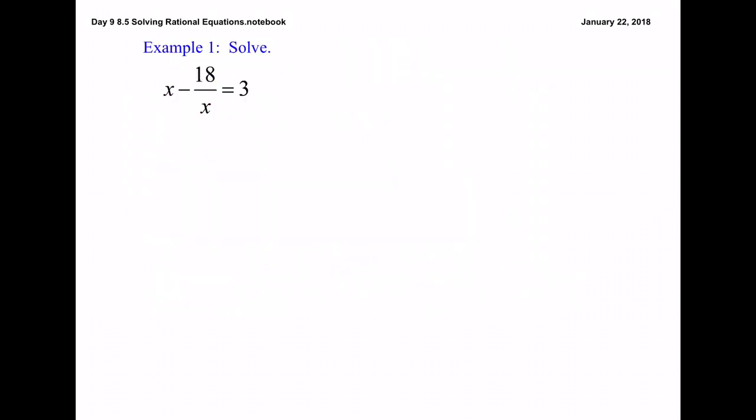So let's take a look at example 1. In example 1, we can rewrite this using 1's in our denominators. So we have x over 1 minus 18 over x equals 3 over 1. Just like when we added and subtracted rational expressions, we need to find a common denominator. So we want to see what each side is missing. We have an x underneath our 18. We're missing an x in our first ratio, and we're missing an x in our last ratio.